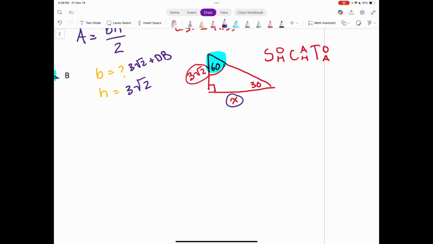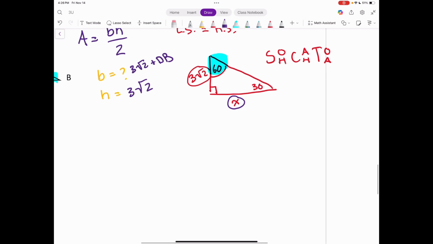If we're looking at 60 degrees, we are given our adjacent and we want our opposite. So we know that we're going to be working with tan. So tan 60 is equal to opposite, which is x, over my adjacent, which is 3 times the square root of 2. Before I solve for x, I want to figure out this exact value.